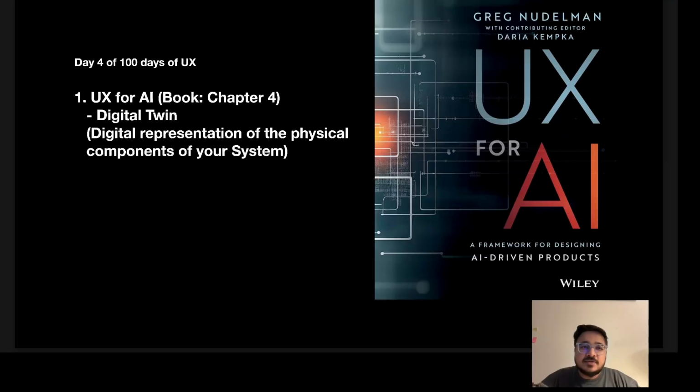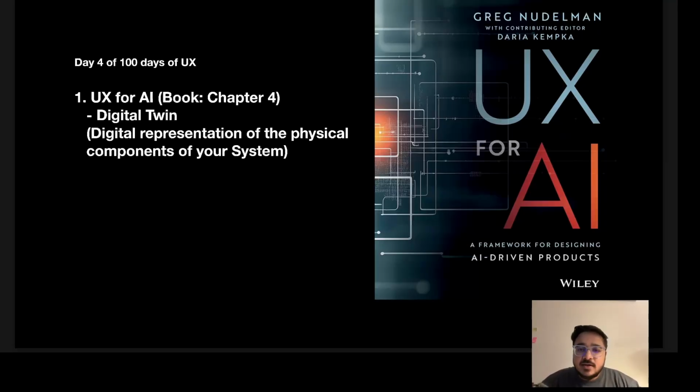The fourth chapter is digital twin, the digital representation of the physical components of your system. This was a really fun chapter. I actually loved it because it has so many things about machineries and their UIs and everything. So yes, we will discuss that in detail.